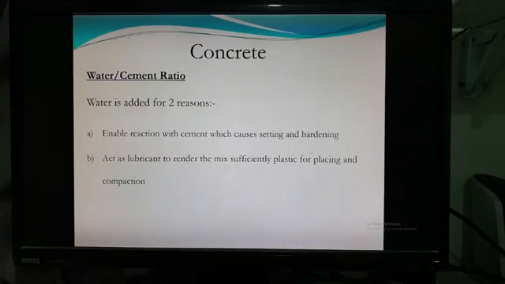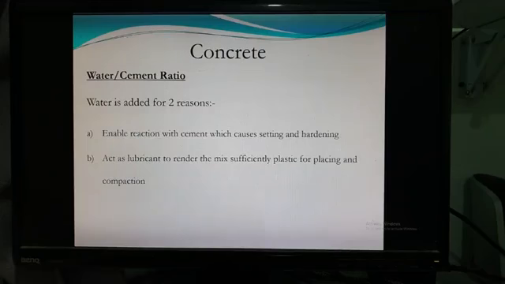So plastic here, it doesn't actually mean plastic bag. It's what you call a condition for the concrete mix where it is not a liquid, but it is also not what you call pepejal. Dia bukan pepejal, dia bukan cecair. It is between those two. So there is a condition where it's known as a plastic.